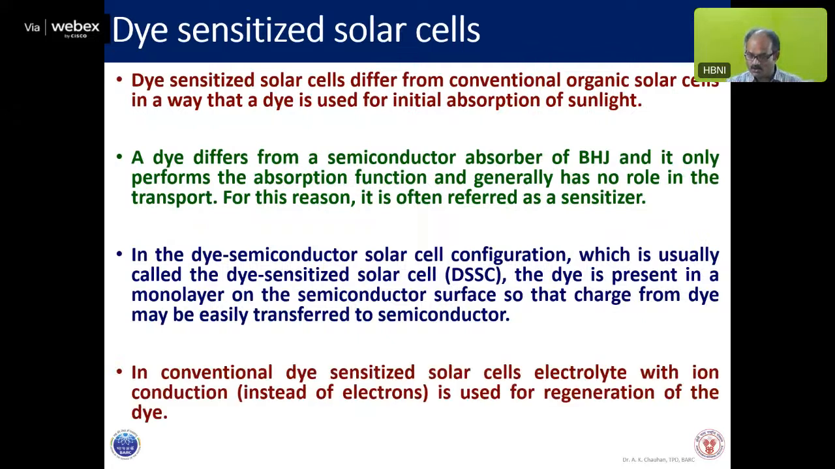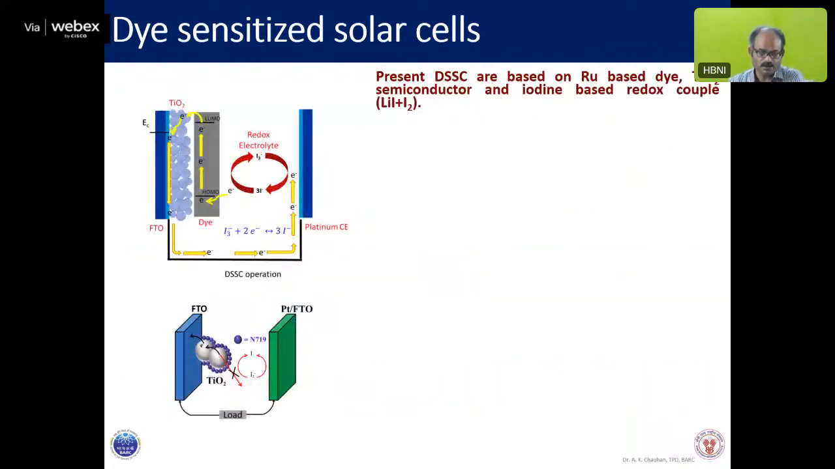So here there are a lot more problems as compared to bulk heterojunction, because first you have to find a suitable material which actually collects that electron very fast before it recombines. Similarly, the hole which has been created in the dye should also be immediately replenished with an electron, so that there is less probability of back recombination. So in conventional DSSCs, electrolyte with ion conduction instead of electron is used for regeneration of the dye. We'll see this later.